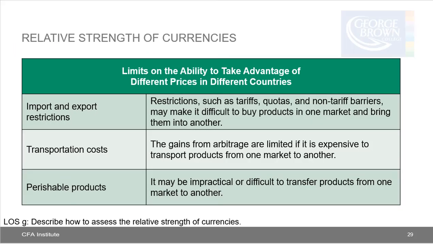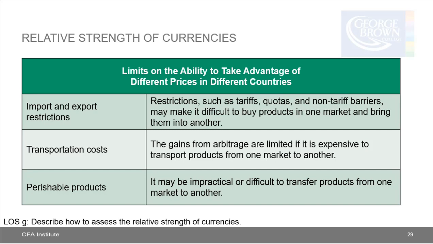Okay, this slide is looking at the limits on the ability to take advantage of different prices in different countries. The example in the text is the same automobile is $3,000 cheaper in Mexico. And indeed, that is the case in Canada. Quite often, the price of a car in Canada is much more expensive than you would find it in the States after taking into account the exchange rate, okay? But there are limits on the ability to take advantage of different prices.